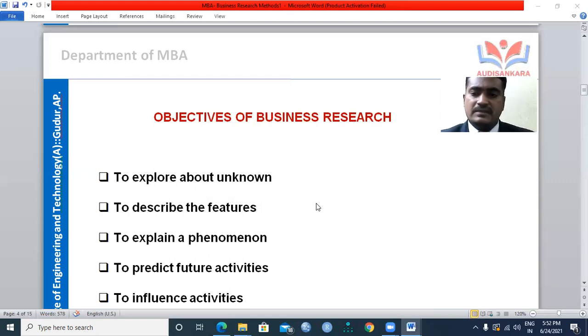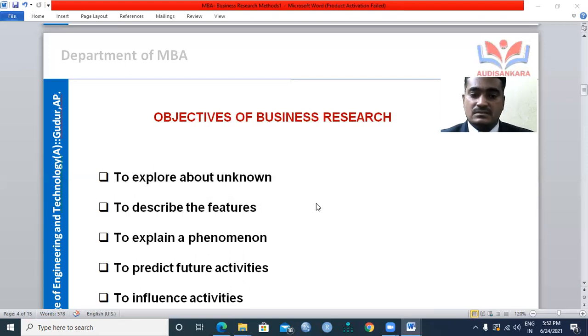As the name itself indicates, research. Research speaks about searching again and again, until we come up with the best possible solution to a particular area. Continuously and rigorously, we need to conduct research in that particular area.